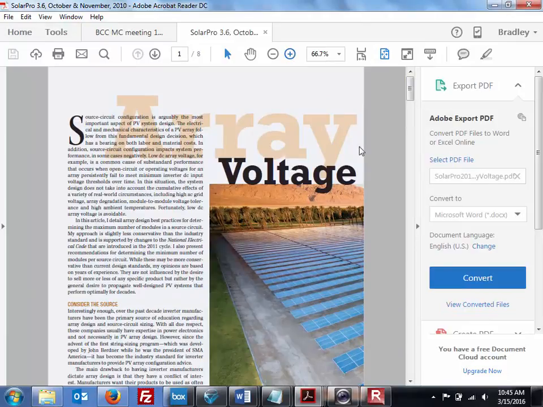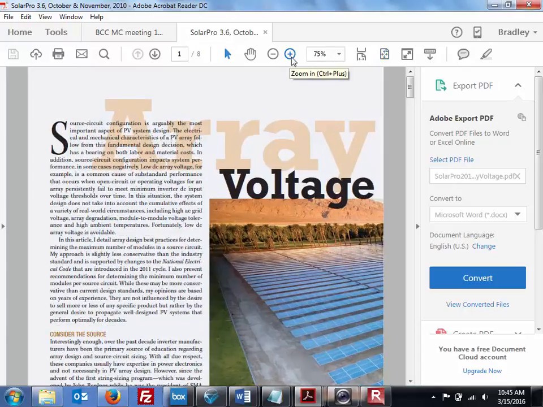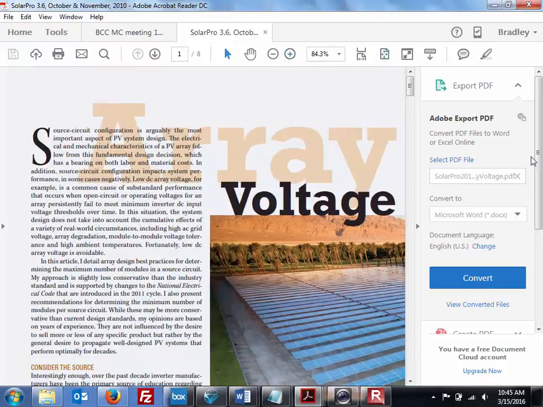So there's 8 pages to this guy. So, source circuit. Source circuit just basically means the photovoltaic source, where the sunlight is coming in and being turned to electricity. Most important aspect of PV design, the electrical and mechanical characteristics follow from this fundamental design decision, which bears on both labor and material costs. So the idea is to get your design together up front so the laborers can come in and put the thing together quickly.